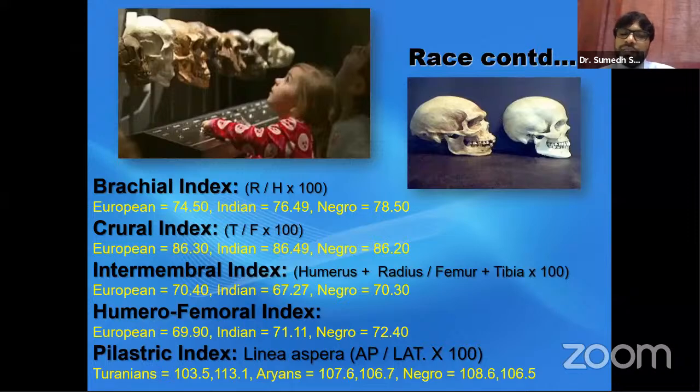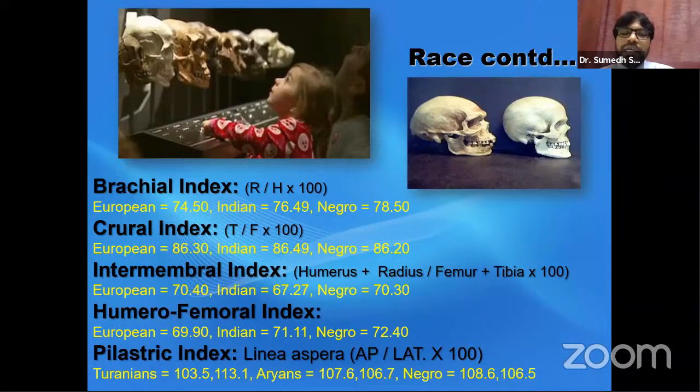Then the crural index. So what is this crural index? Again, a ratio of the length of the tibia to the length of the fibula multiplied by 100. Here, through regression, the indices were calculated: in case of Europeans 86, in case of Indians 86 again. So there is hardly any difference between Europeans and Indians. And in case of Negroids, again, 86.